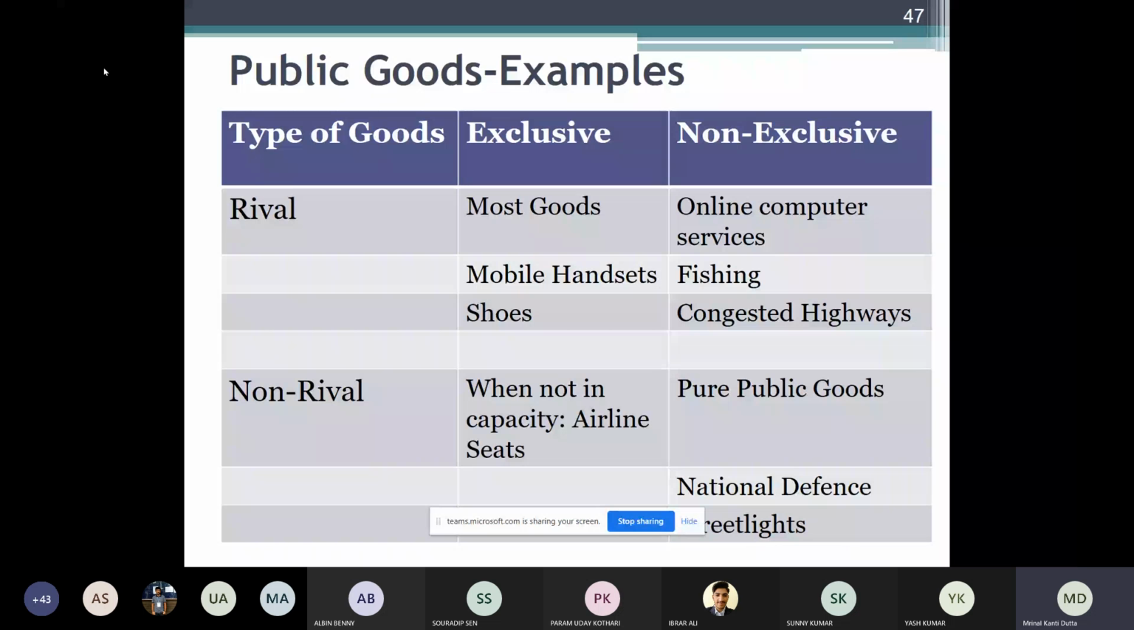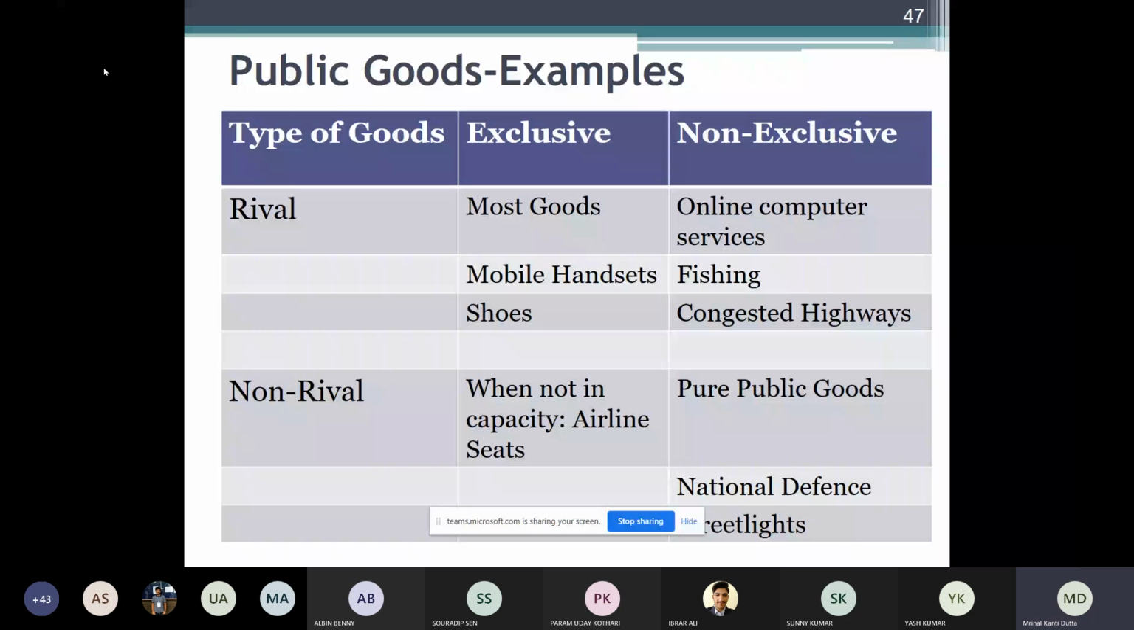But of course, some of these services can be made exclusionary by imposing some kind of restriction. For example, in the case of a lighthouse, if it sends a coded signal to the incoming ships, then of course the others who do not have any idea about the codes, those who cannot decode that signal, will not be able to make use of that lighthouse signal. So in that case, it becomes an exclusive service. So there are ways in which we can make services exclusionary.